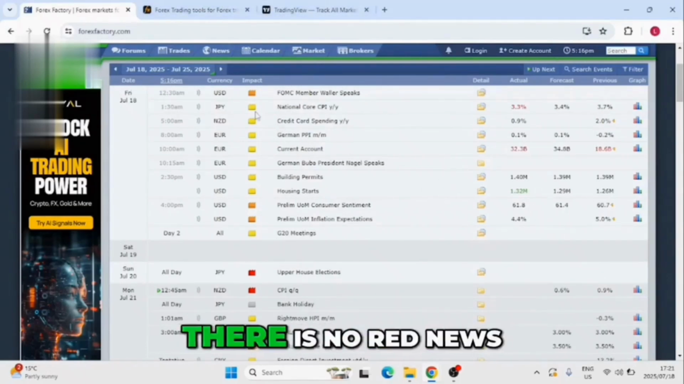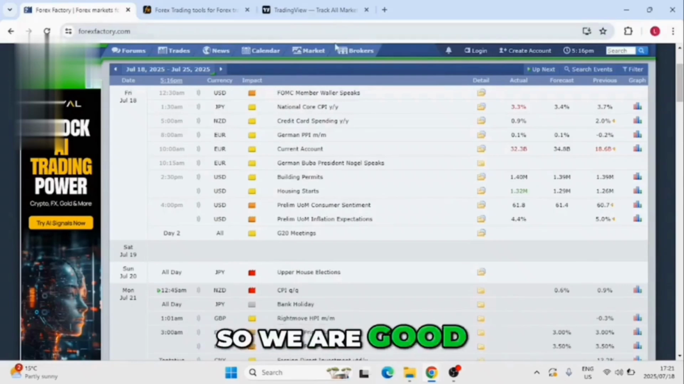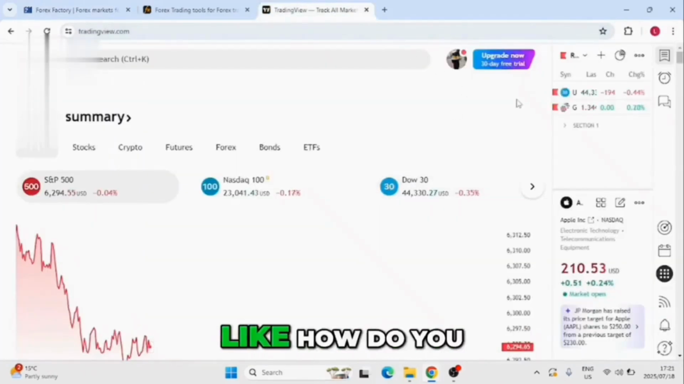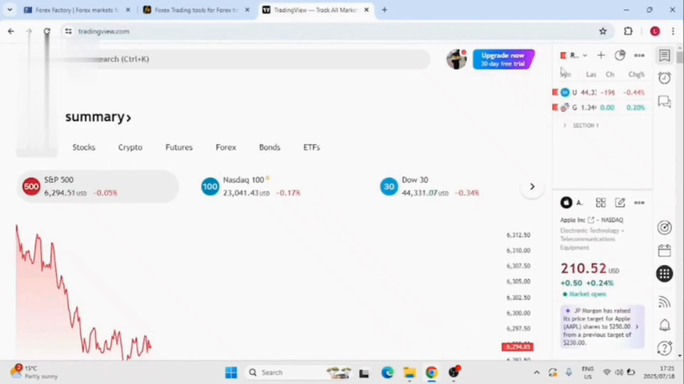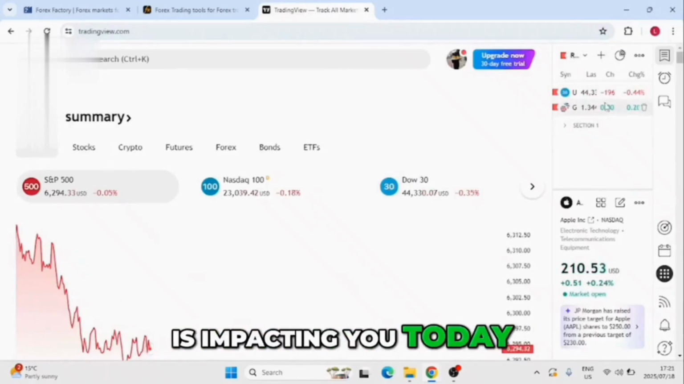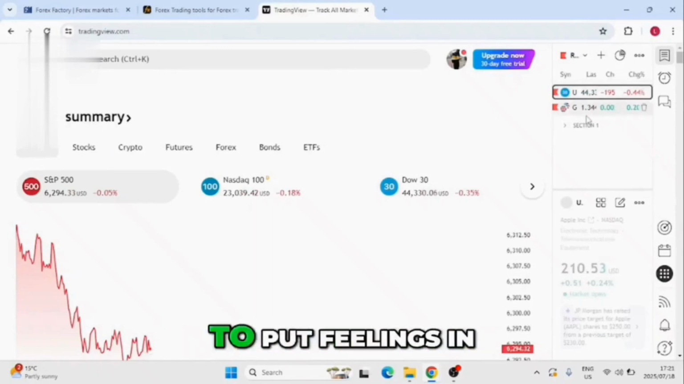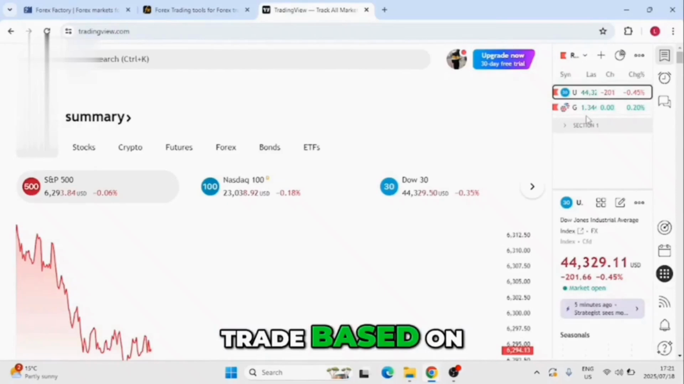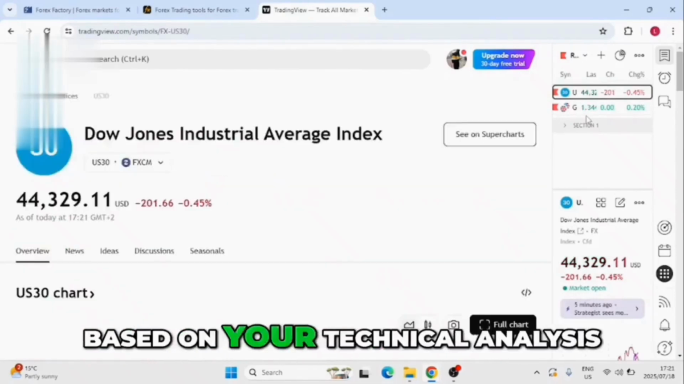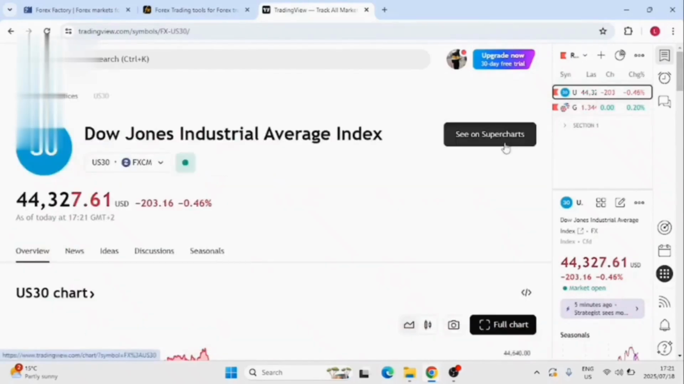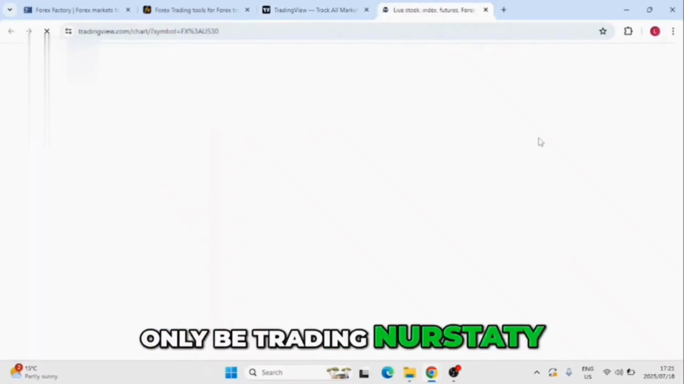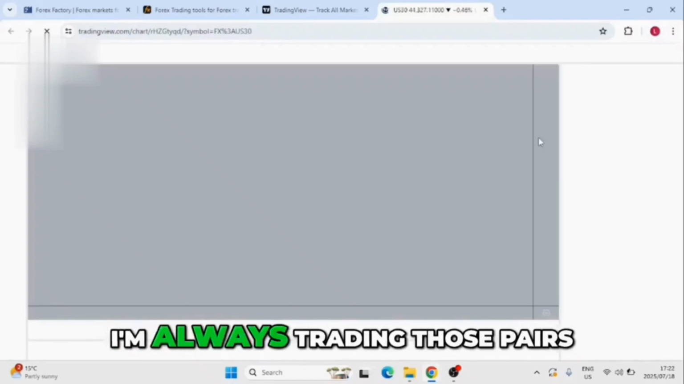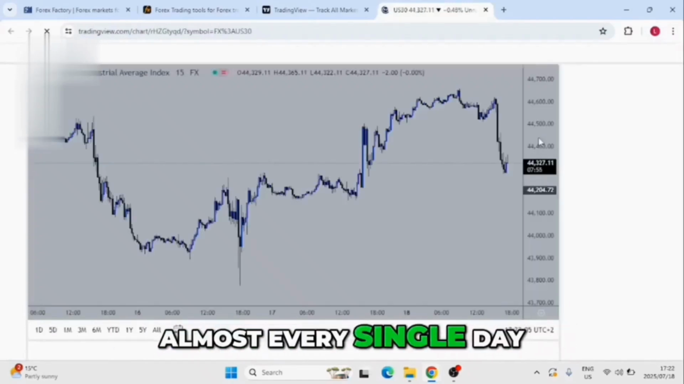So as you can see, there is no red news, so we are good to go. And always analyze your feelings before you step in the charts. Like, how do you feel today? Is there anything that is impacting you today? Because you don't want to put feelings in the charts. You want to remove emotions and you just trade based on your rules, based on your technical analysis. So today we'll only be trading US30 and G, which is GBP USD. I'm always trading those pairs almost every single day.